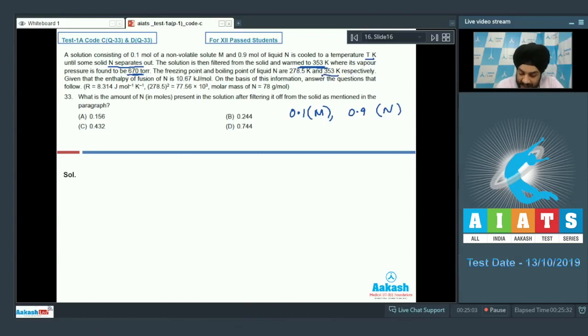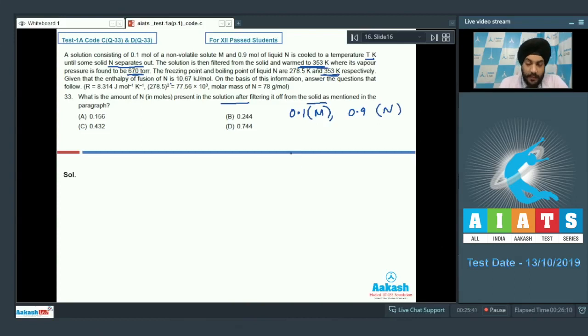So the boiling point is 353 Kelvin, and at this temperature the vapor pressure of the solution is found to be 670 torr. Given that the enthalpy of fusion of N is 10.67 kilojoule per mole, on the basis of this information answer the questions that follow. The value of R is given to us, the value of 278.5 whole square is given to us, and the molar mass of N is 78 gram per mole. In question number 33, the examiner seems to be interested in the amount of moles of N which is present in the solution after filtering it off from the solid as mentioned in the paragraph.